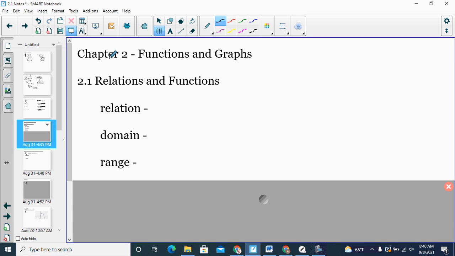Chapter 2 is all about functions and graphs. Today we're going to talk about what a relation is as well as what a function is. We'll talk through some function notation as well. A relation is any relationship between two variables.